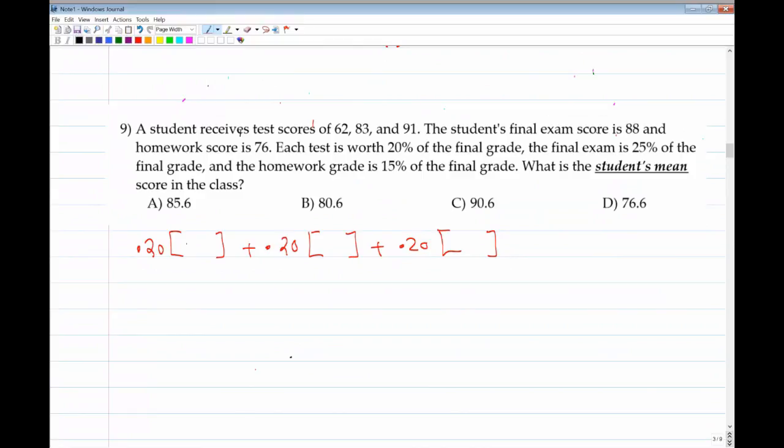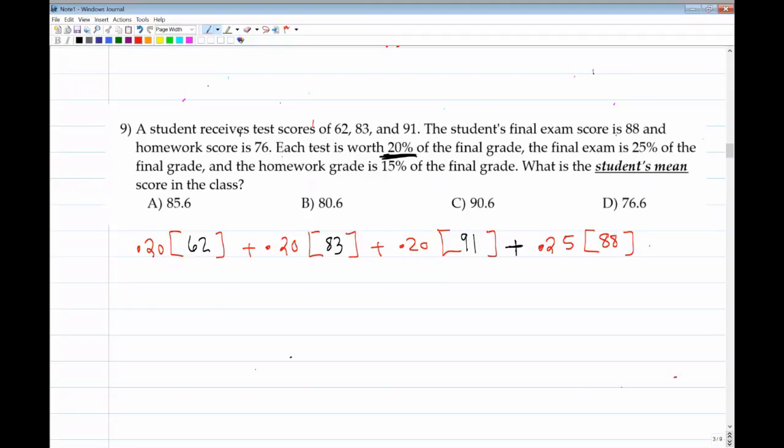So I fill in the tests, which are 62, 83, and 91. The final exam is 88. Each test is worth 20% of the final grade. The final exam is 25%. So when I add, I say 25% times whatever the final is. Let's find out the final. The final score is 88.